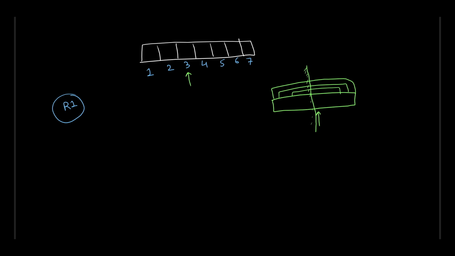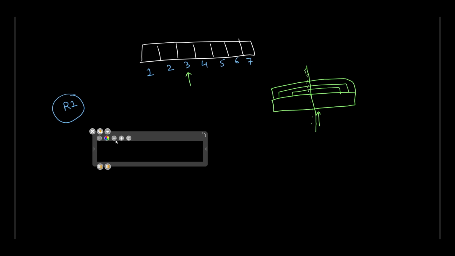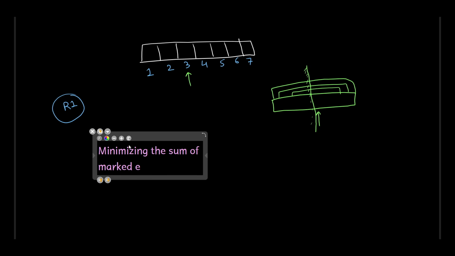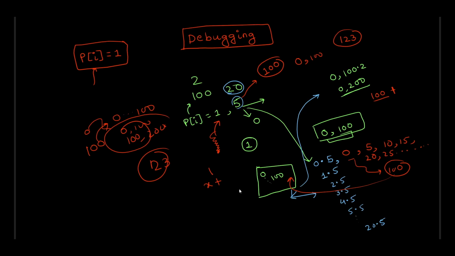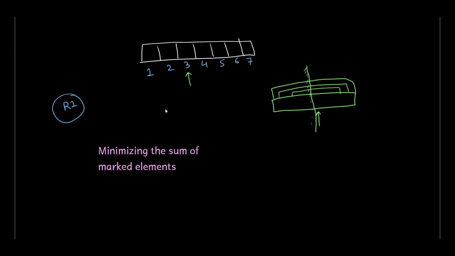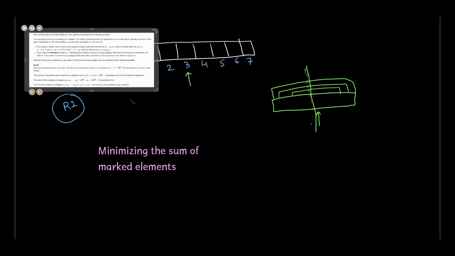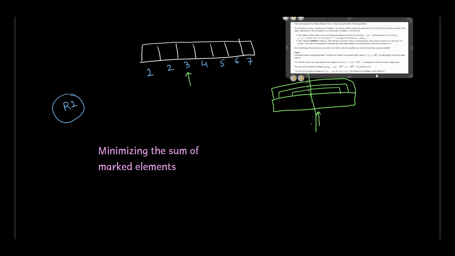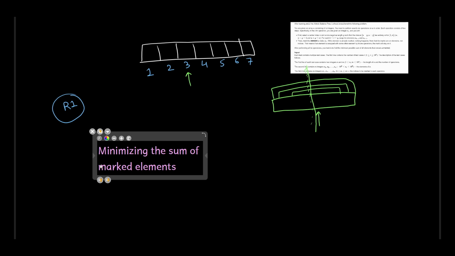Even though I was wrong about the problem interpretation, you will see that the idea is still kind of correct, that minimizing the sum of marked elements. Let me again double check that that is what the problem asks you to compute. Copy it, paste it over here. So it says your task is to find the minimum possible sum of elements that remain unmarked. So minimizing the sum of unmarked elements.